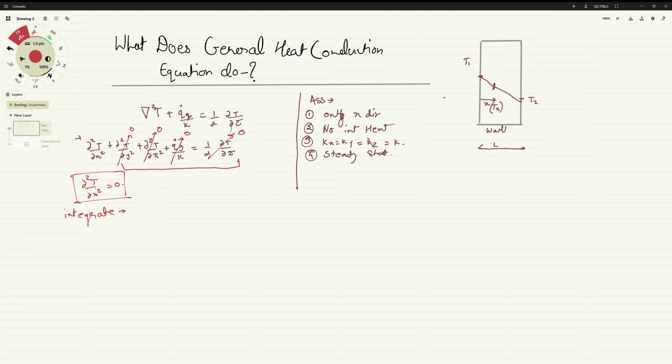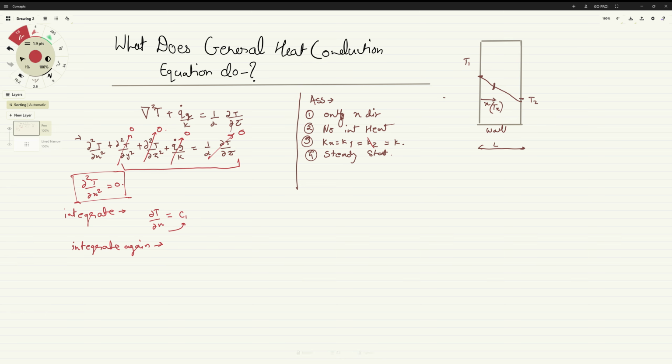When we integrate it once, we'll get ∂T/∂x equals C1. C1 is a constant. We don't know what this constant is yet. And then we'll take this x term to the right-hand side with the C, and integrate again.